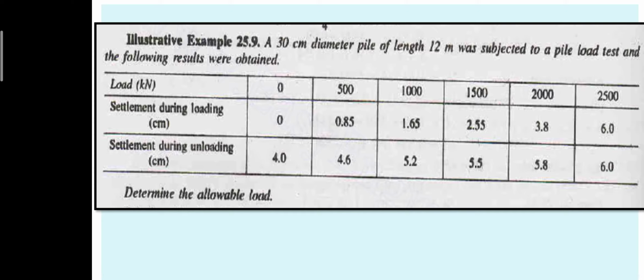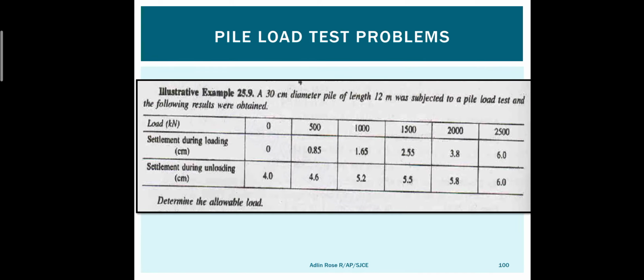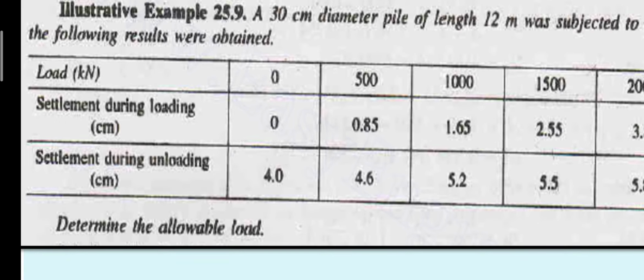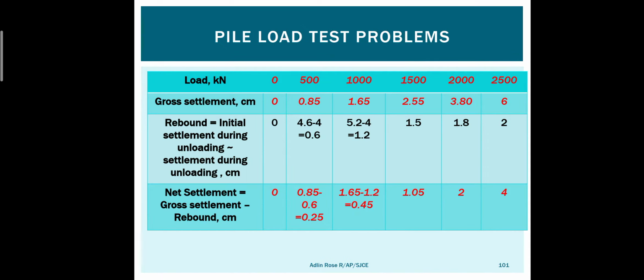Okay, and when you are unloading 500, what happens to the settlement? Settlement is 4.6. So for the first there is no rebound, so 4 minus 4 is going to be 0. And what is the second rebound? 4.6 minus the first value 4. So you should subtract the first value from that value.